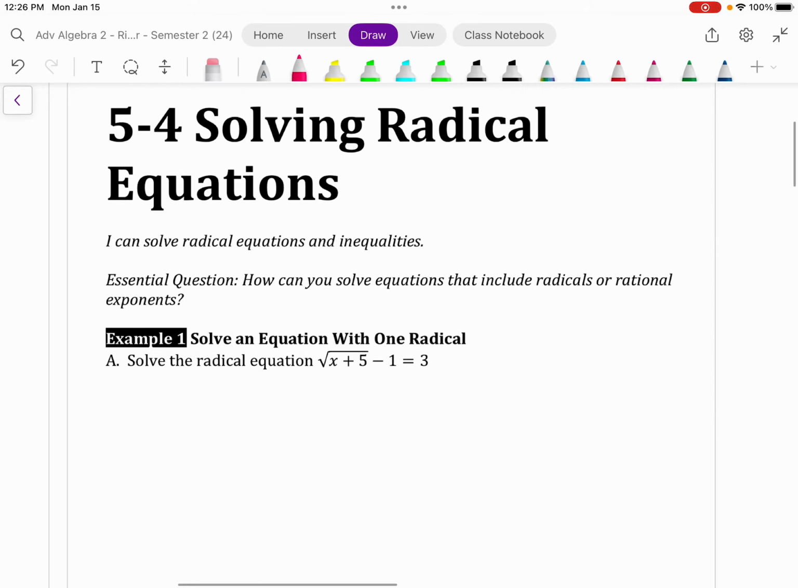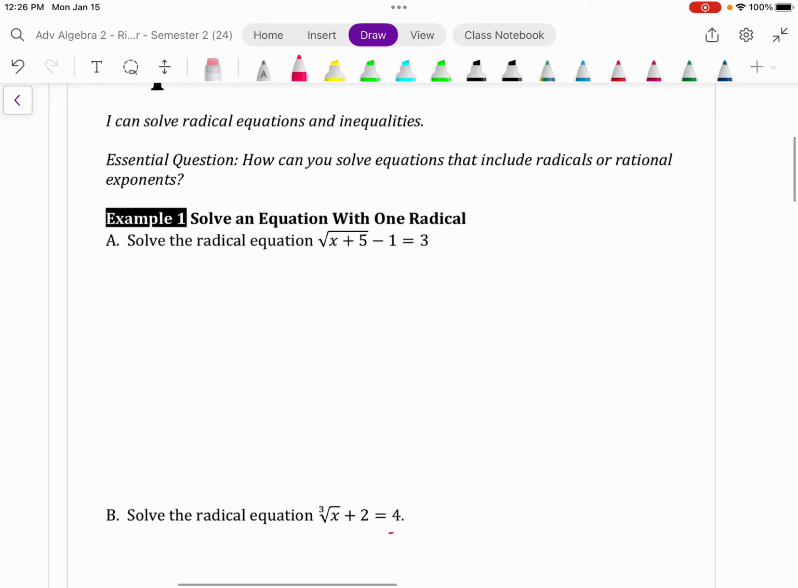All right, solving radical equations. Let's start with the most basic. If I gave you x minus 1 equals 3, well, you would do what you always do, which is do the order of operations backwards. So is there something being added or subtracted on the outside that we could undo as we're working backwards?